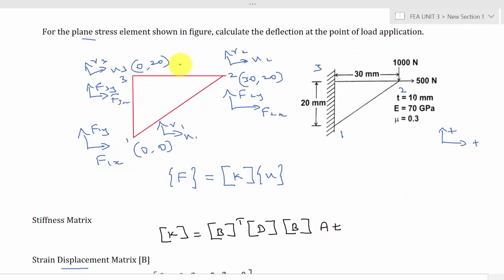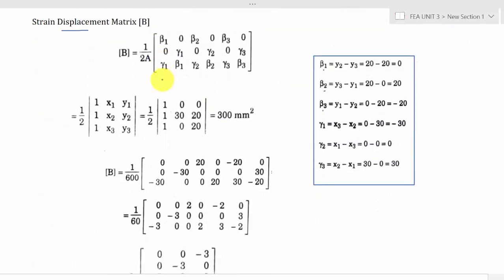So X1, Y1 is 0, 0. X2, Y2 is 30, 20. X3, Y3 is 0, 20. Similarly for gamma, if beta 1 is 2, 3, then here it is 3, 2. For 3, 1 it is 1, 3, and here it is 1, 2, so it is 2, 1. So now I have calculated beta 1, beta 2, beta 3, and similarly gamma 1, gamma 2, gamma 3.